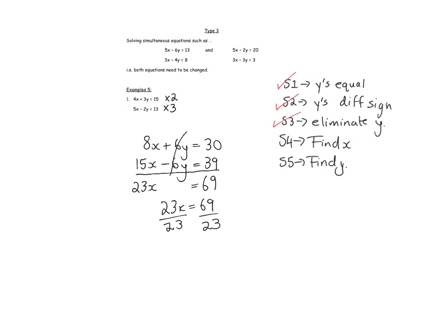69 divided by 23 will give you that x is equal to 3. That's step 4 done. We've found x. And the last step then is step 5. We need to find y.